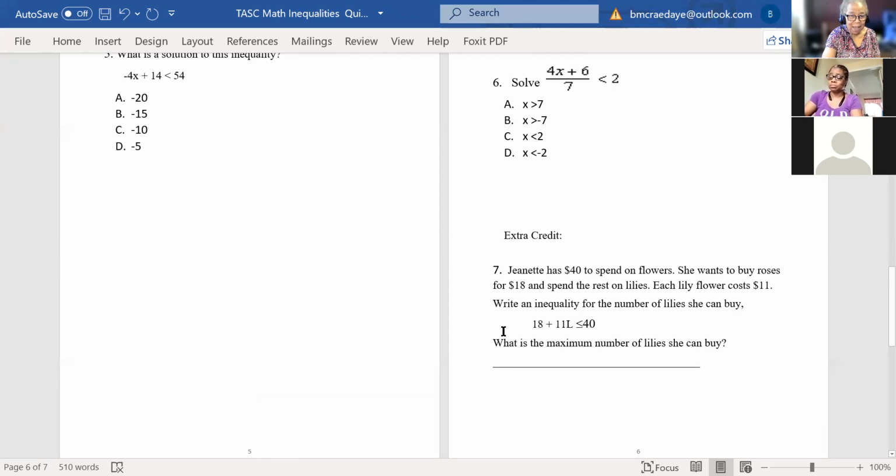Okay, now solve this for the maximum number of lilies. Solve that inequality. Tell me the maximum number of lilies she can buy. Oh, you want us to do it? You can just tell me the maximum number of lilies. You can solve that inequality, or what else can you do? You can take 18 from the 40 and divide it by 11.